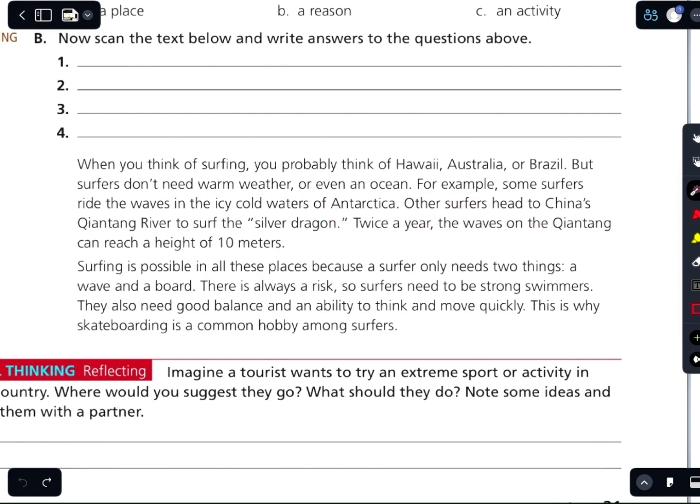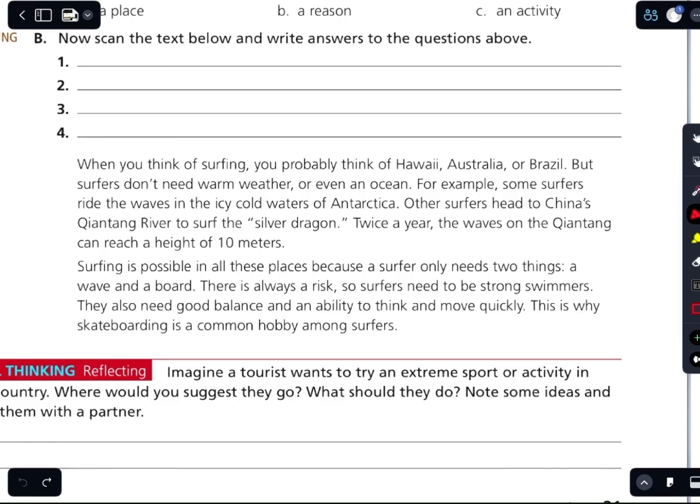Other surfers head to China's, I'm going to say this wrong, China's Qiantang River to surf the Silver Dragon. Twice a year, the waves on the Qiantang can reach a height of 10 meters. And I'm sorry for saying that wrong. Surfing is possible in all these places because a surfer only needs 2 things, a wave and a board.